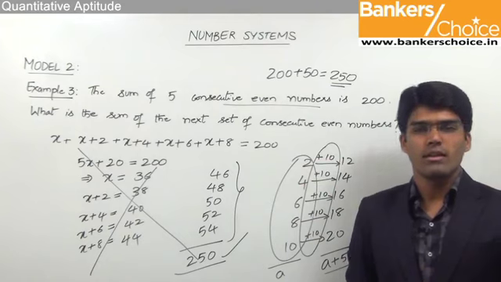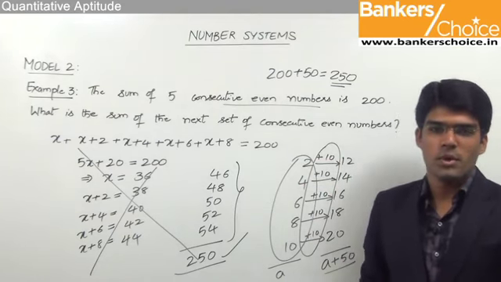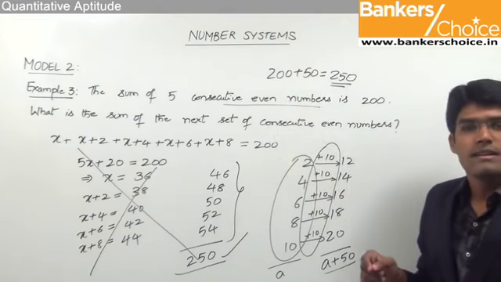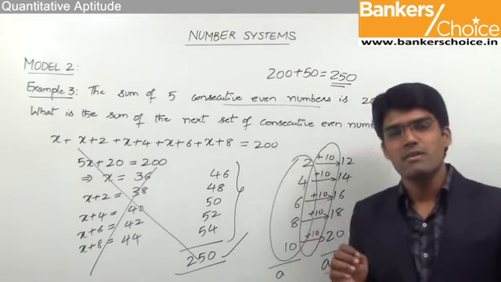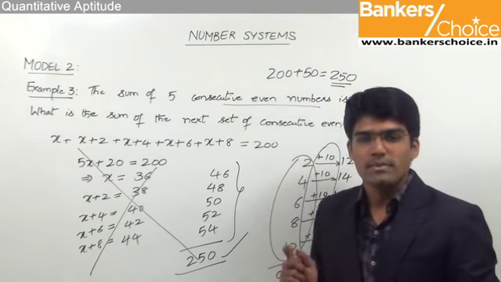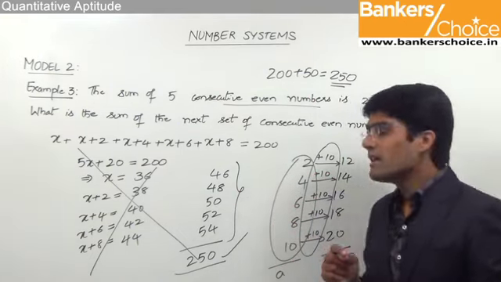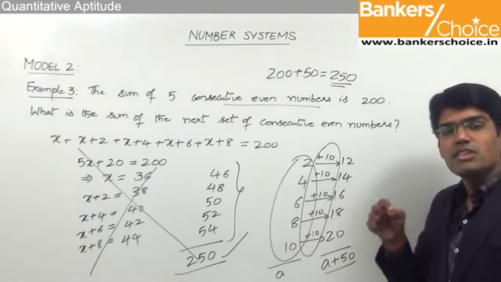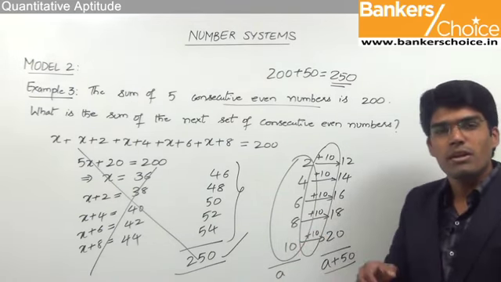Before we move on to the next model, I have to mention another important point here. For 5 numbers, if the sum is increasing by 50, it doesn't mean that if there are 4 consecutive numbers, the sum will increase by 40. That would be absolutely wrong. Why? Because when there are only 4 numbers, and if we take the next 4 numbers, each number will increase only by 8 but not by 10.